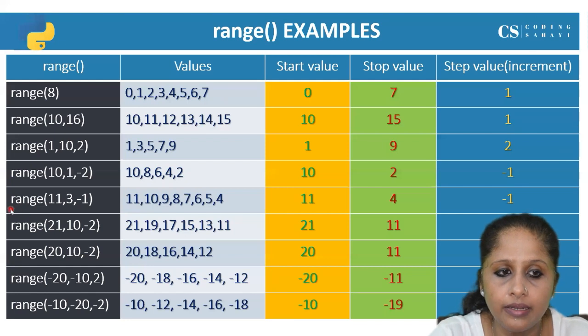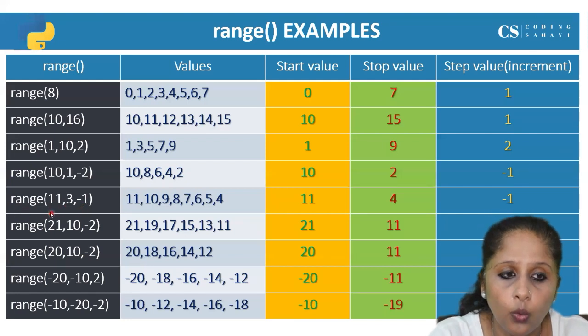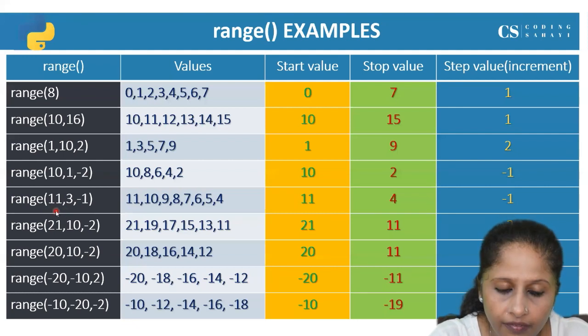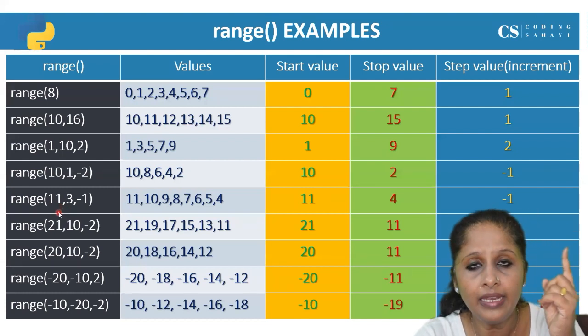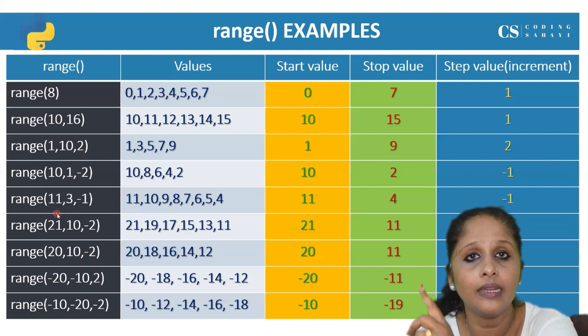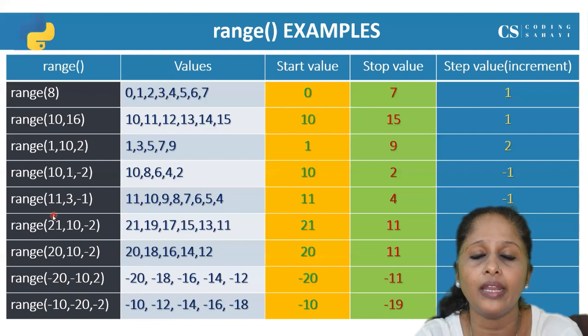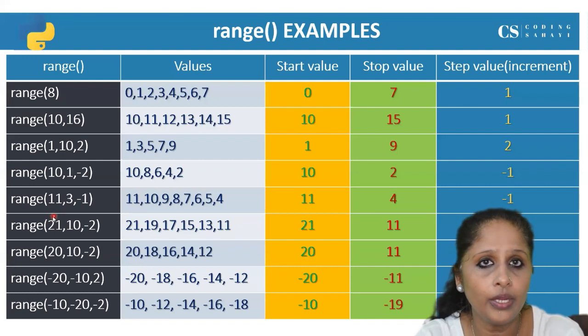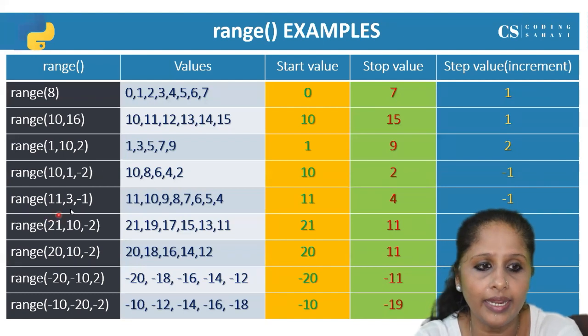So our next question, range of 11, 3, minus 1. So what is the start value here? The start value is 11. What is the end value? Here it is 3. So till where it will be executed? In this order, that is 11, 10, 9, 8 till 3. So 3 will not be executed. The number just before 3, what is that? It is 4. Okay. So it is not like 3 minus 1, 2. It is not like that.